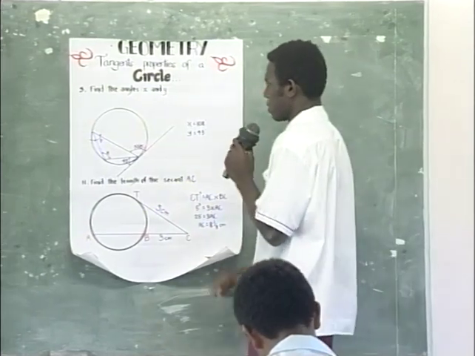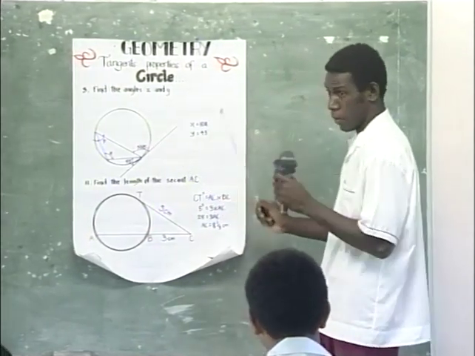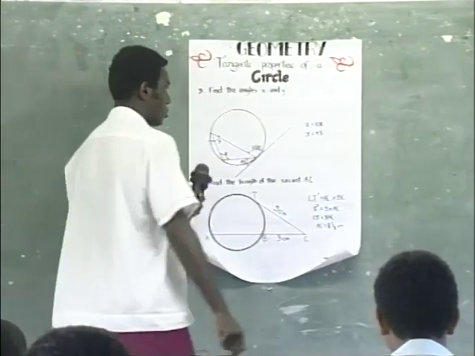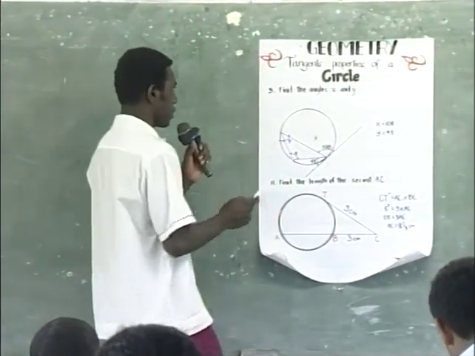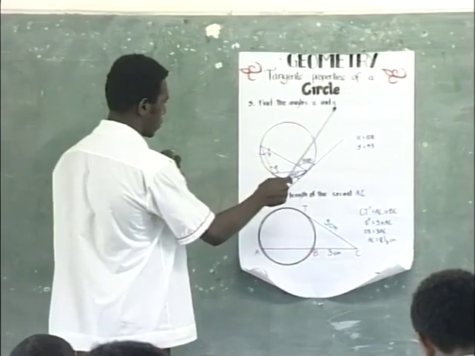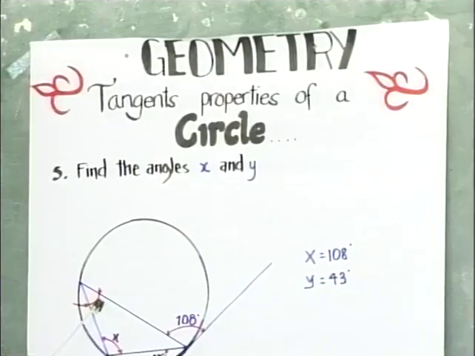Okay, Solomon, question 5. Question 5 reads, find the angles x and y. The angle x and angle y.